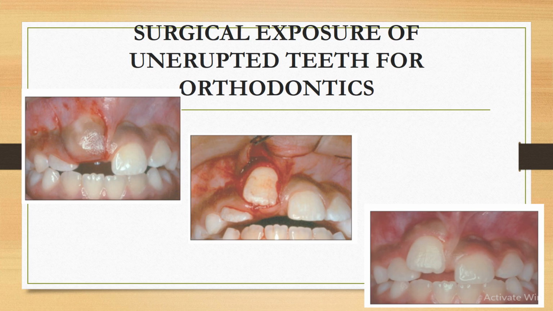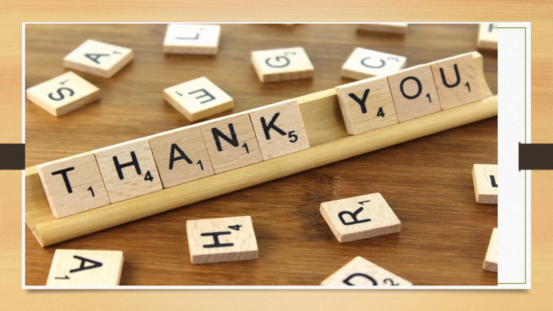Coming to the surgical exposure of unerupted teeth for orthodontics, you can see that this is the tooth, with the overlying osseous tissue. This is being uncovered by this procedure, and by using orthodontic movement, it can get placed to the normal position. This will be covering the first and second part of mucogingival surgery.